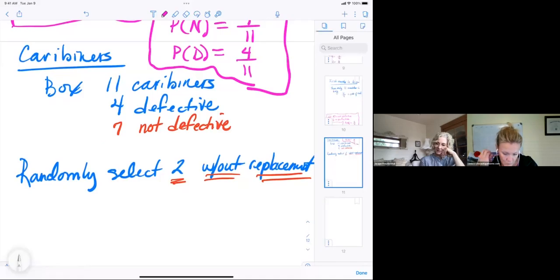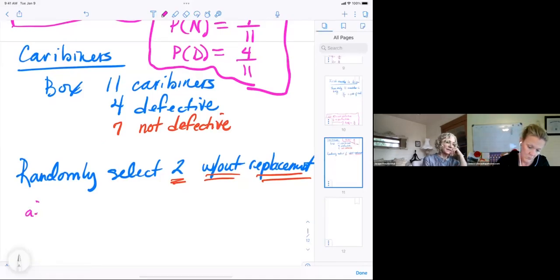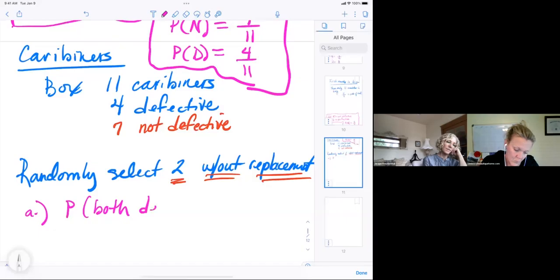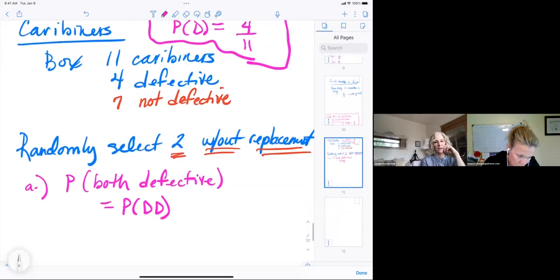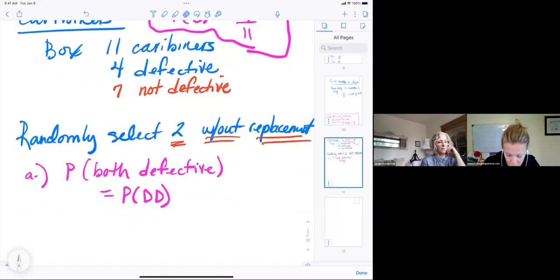Okay, so now let's look at part A. Part A says, find the probability of drawing both defective. So that really is a probability of D and D. So think about the marbles, we just worked on that problem. Probability of drawing a defective part and another defective part.